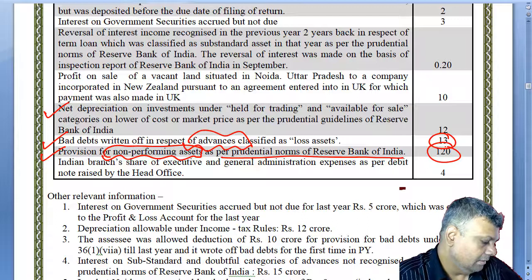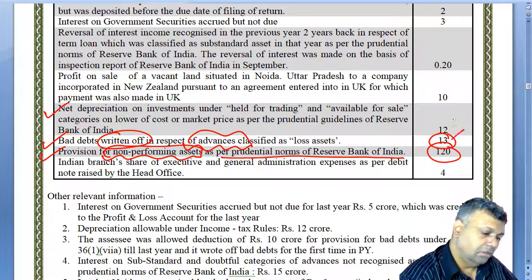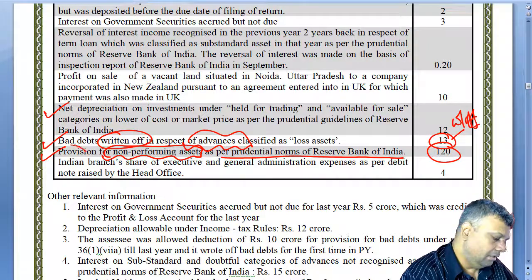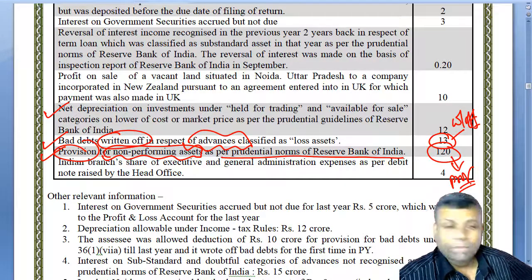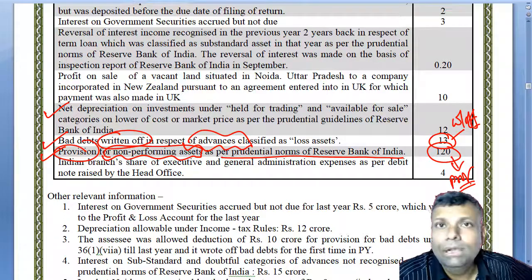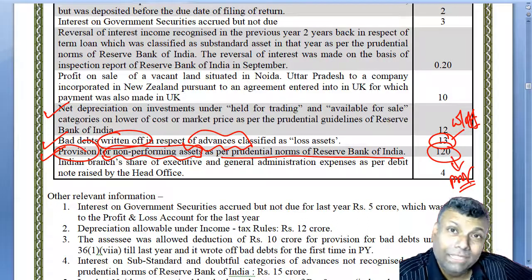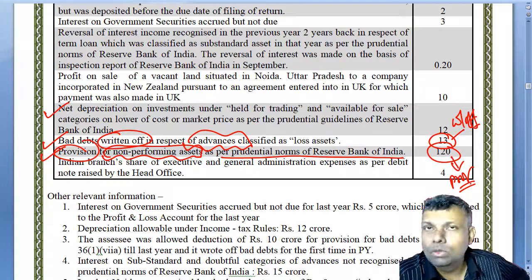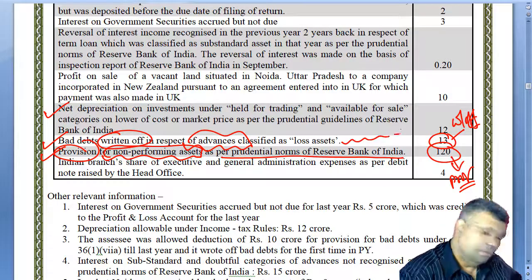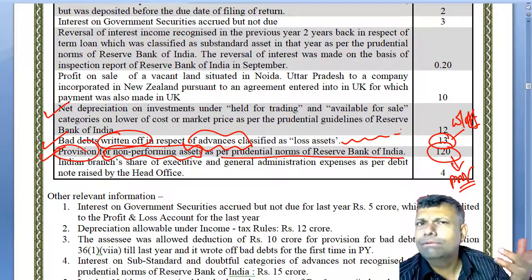It is saying that bad debts written off. This is already written off. And the second point, 120, is a provision. So the difference between these two, 13 and 120, as given to us in the question, is that 13 crore rupees, because all the figures are in crores, is written off as bad debts. But it is not given to us here that it is as per the norms of the RBI. Why is it not given?